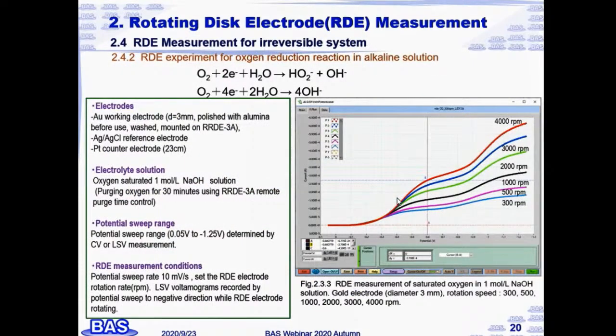The RD experiment for the oxygen reduction reaction in alkaline solution is carried out using the electrolyte solution indicated here. The potential sweep range is from 0.05 volt to minus 1.25 volt. The potential sweep rate is set to 10 mV per second, and the LSV voltammogram is recorded by potential sweep in the negative direction.